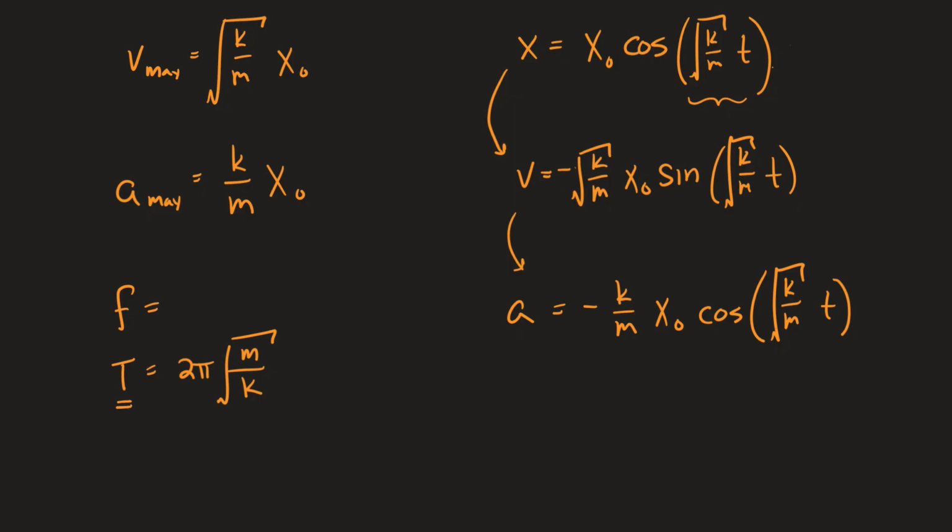Now, frequency is 1 over the period. So if I just take the period function and flip it, I get the frequency function. So 1 over 2 pi, and I'll just flip the inside here, k over m.